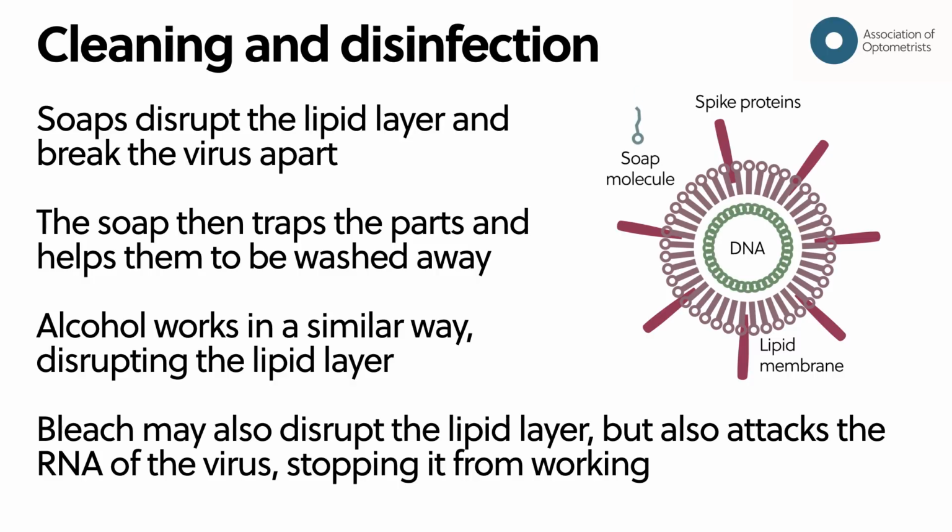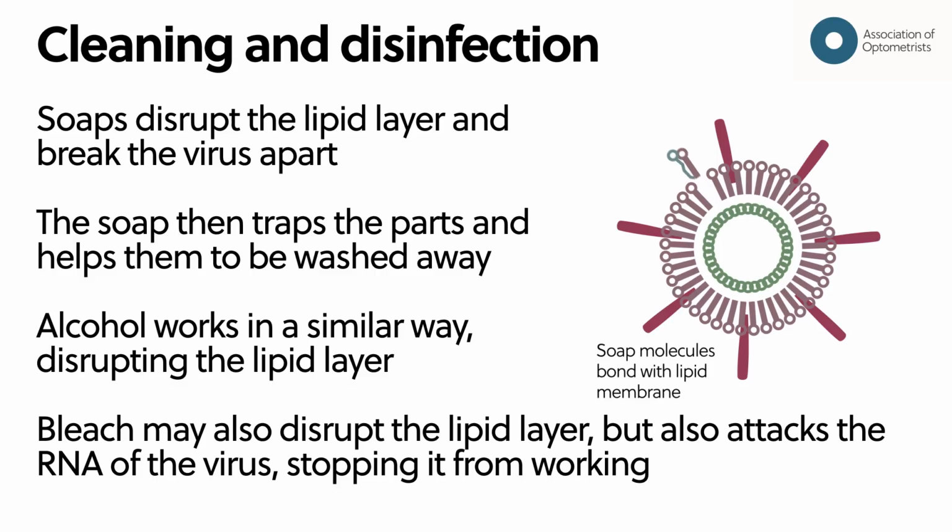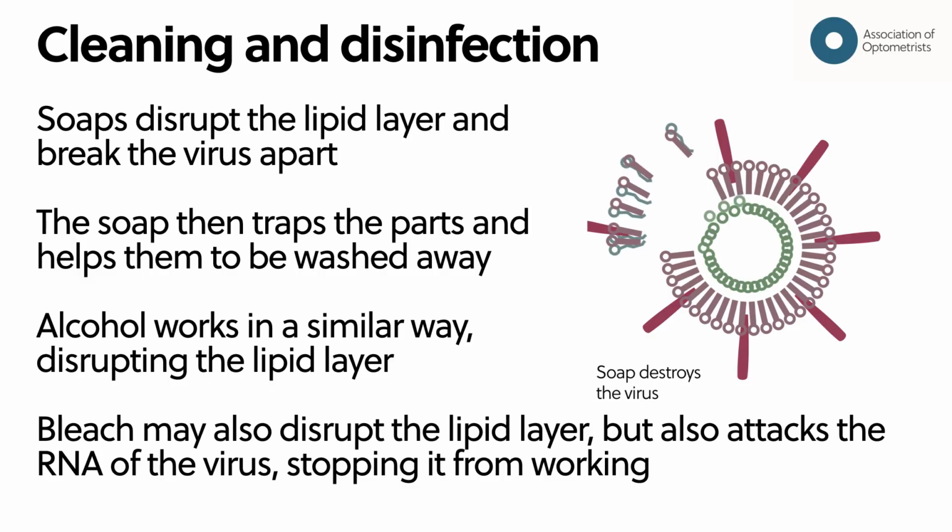And when we think about how viruses are deactivated by these various products, we can see that soaps disrupt that lipid layer that we mentioned at the beginning, and that helps to break the virus apart. And then the soap has the action of trapping the broken parts, which helps them to be washed away. Alcohol gels work in a similar way. They disrupt that lipid layer and break it up. Obviously, you don't get the same rinsing that you get with washing your hands under water. But if it's sat in contact with the virus on a surface, then you do get a similar impact.